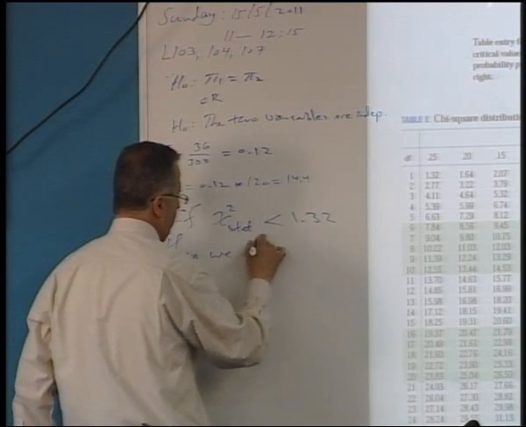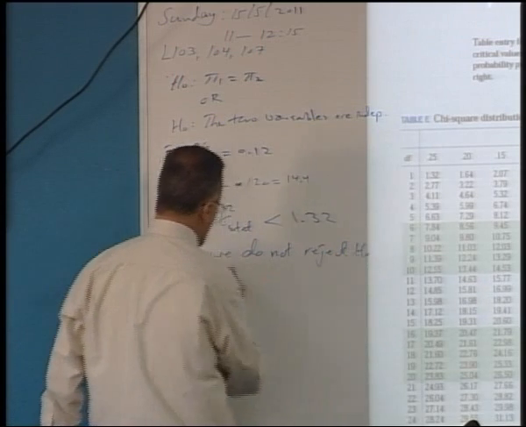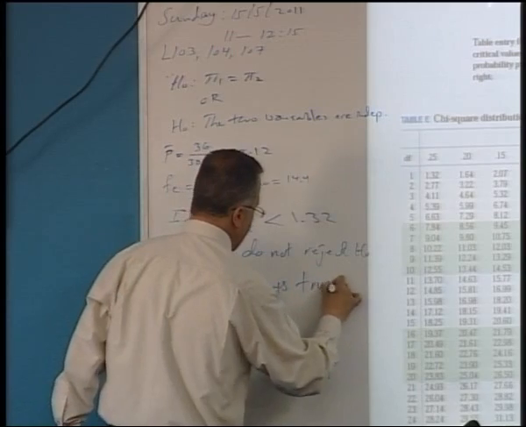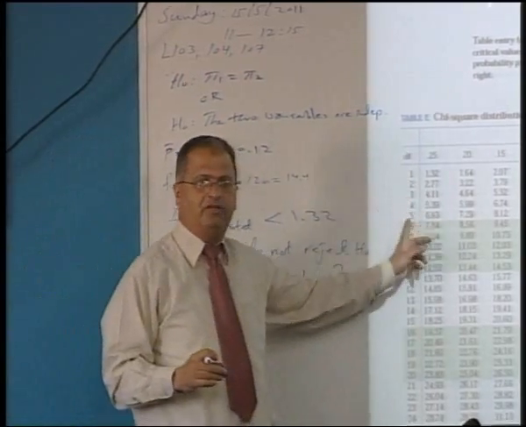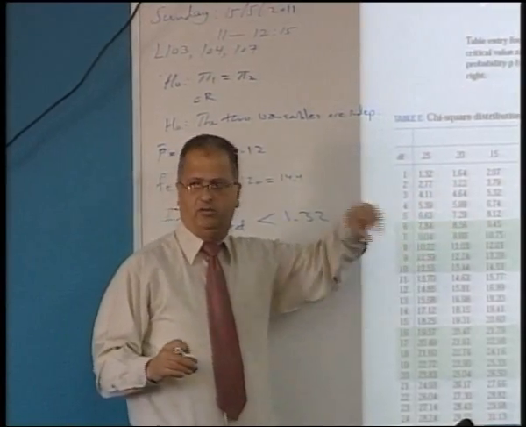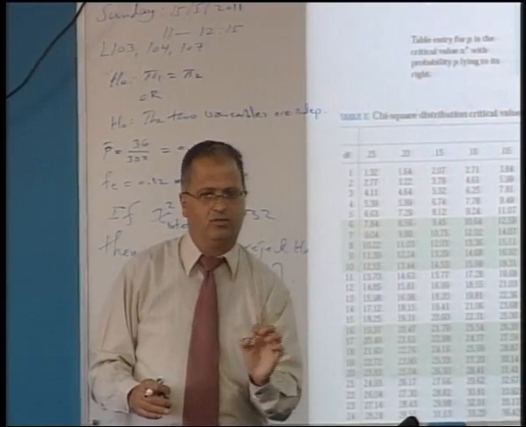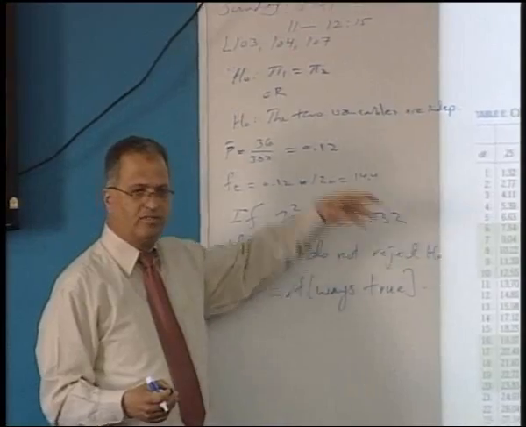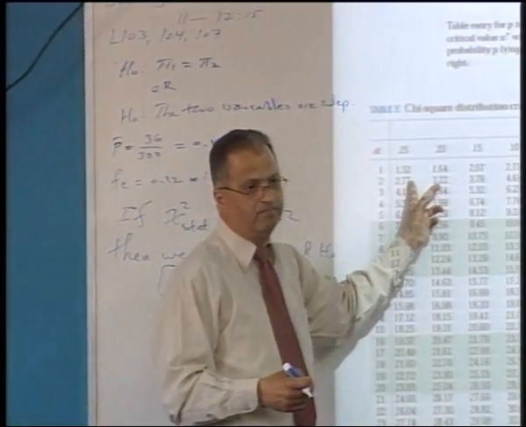Then we don't reject H0. That always is true, regardless of degrees of freedom and alpha. We don't reject the null hypothesis if my chi-square is close to 0 or is smaller than 1.3, because the minimum value of the critical value is 1.32.